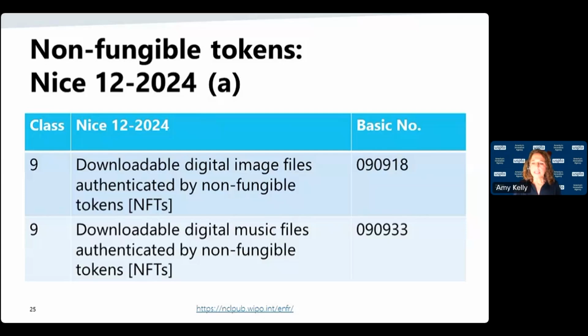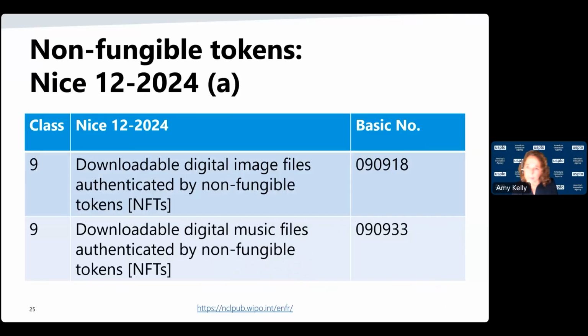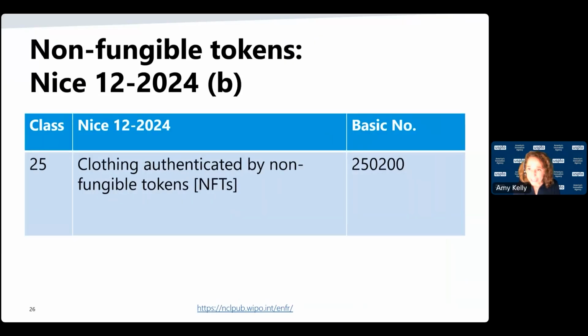The other significant development in terms of the NFTs, and I said there were 2, to the NICE alphabetical list that was effective this past January, was the addition of an entry that recognizes that physical goods may be authenticated by NFTs, and such goods would be classified in the class of those physical goods. Okay, so that entry, this is slide 26 if you want to get there, clothing authenticated by NFTs, was added to the NICE alphabetical list for class 25.